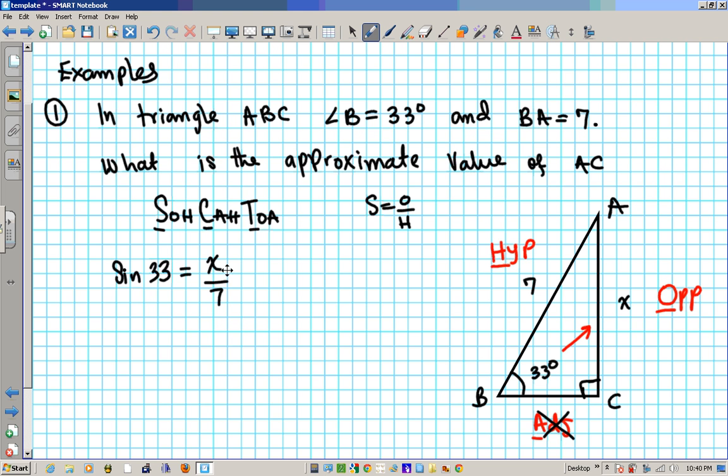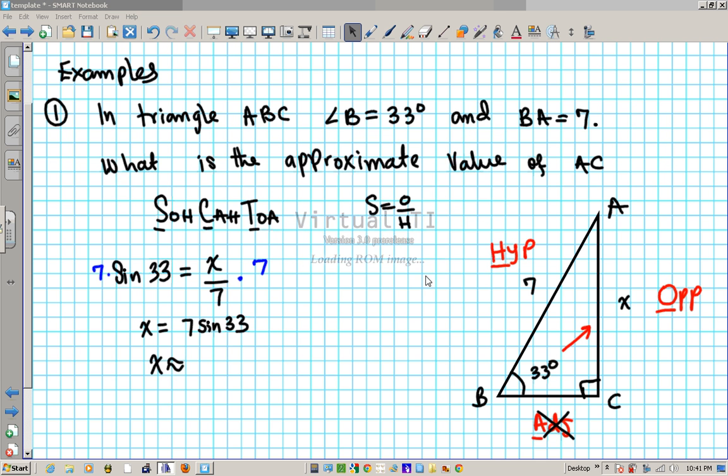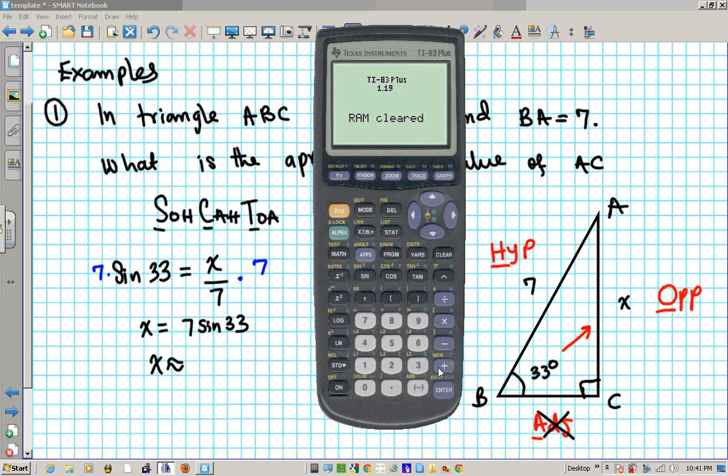We're looking for AC, which is X, so we need to get X by itself. To accomplish that, we need to get rid of the division by 7. The opposite of division is multiplication, so multiply both sides by 7. Our answer is going to be X equals 7 sine 33. For the approximate value, we need to use our calculator to compute this. Sine is in degrees, so we have to put our calculators in degree angular measure. 7 sine 33.